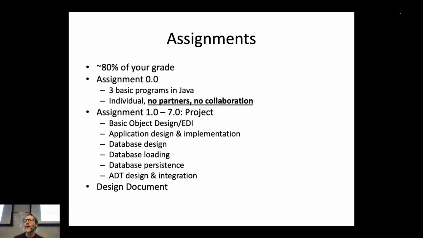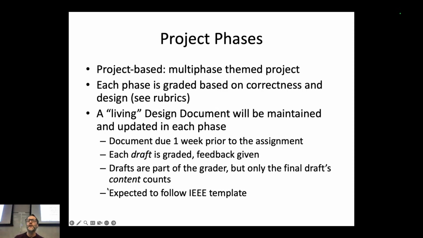And then, of course, on each one of these assignments, you'll be maintaining what's called a design document. A design document is a living document that will be maintained and updated on each phase. It's due 1 week before each phase. There is no design document on the first assignment because the first assignment is just a bunch of small programs. But each phase, you'll have a design document due 1 week prior to the actual code.